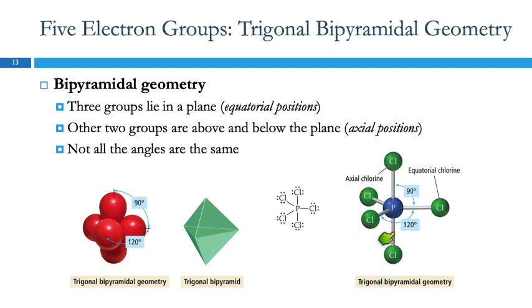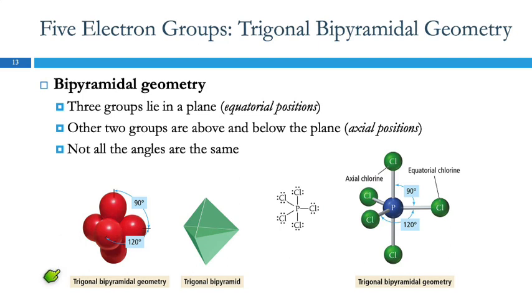We can set this up so that we have two of these electron groups that are straight across from each other, and we're going to call those the axial positions. Those are like the north and the south pole of the Earth. And then the other groups are around the equator. So these are the equatorial groups. The equatorial groups have a little more space. They have 120 degrees between each of them, and then they have 90 degrees to the axial chlorine.